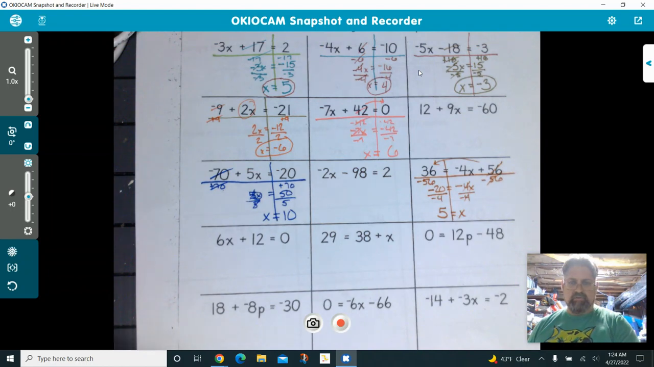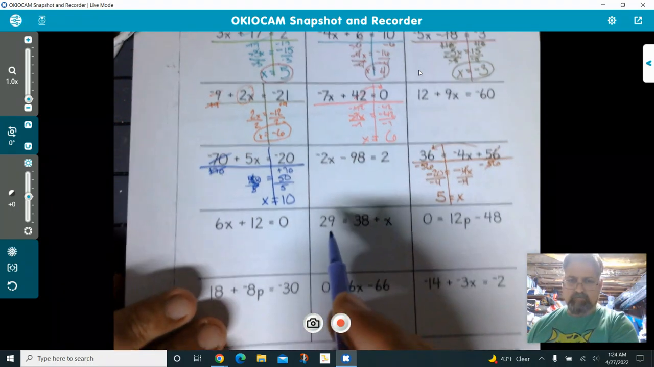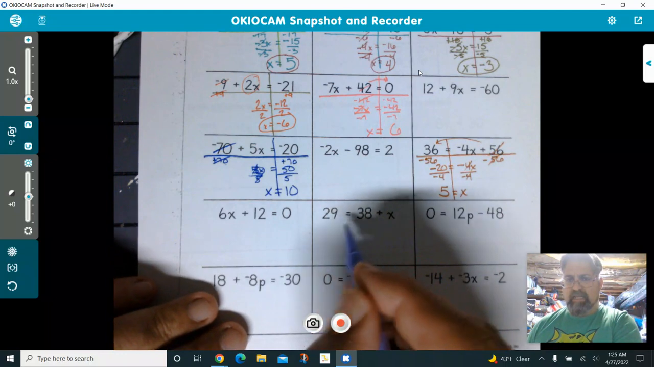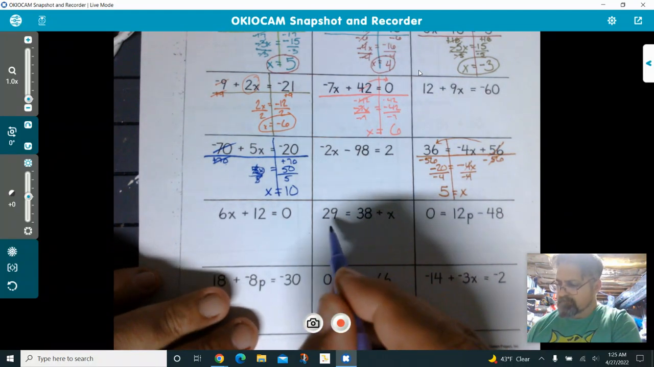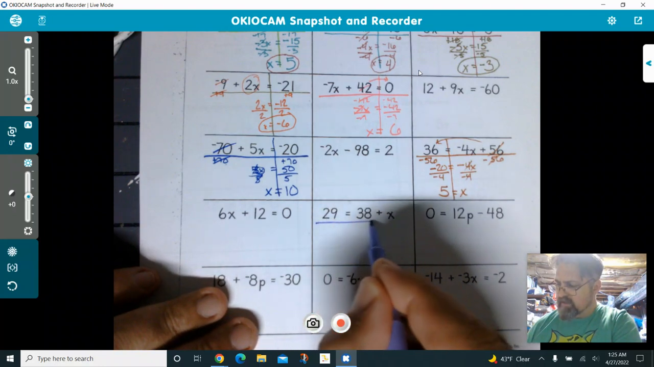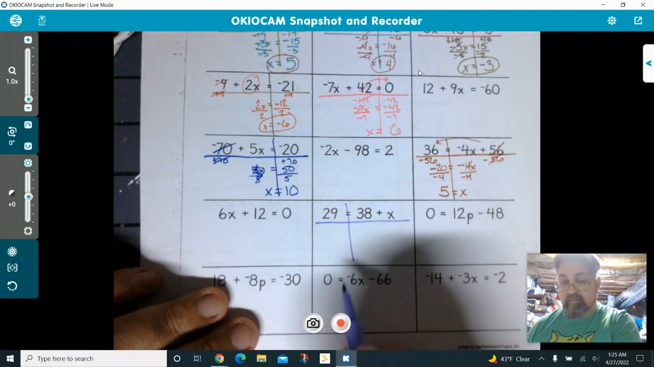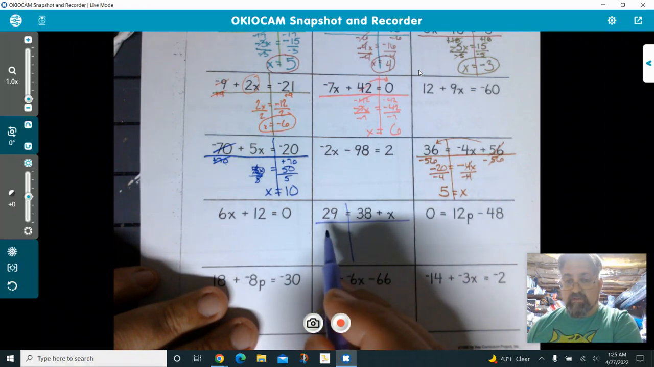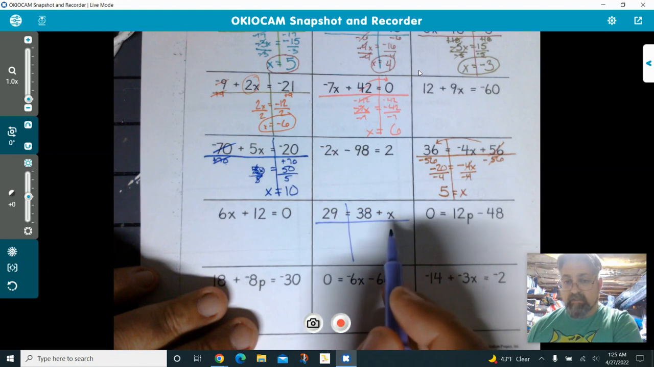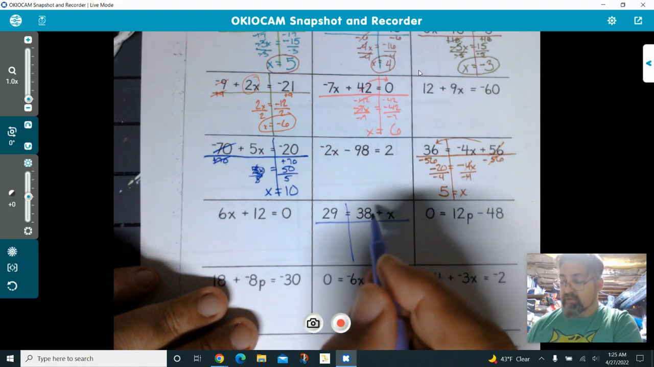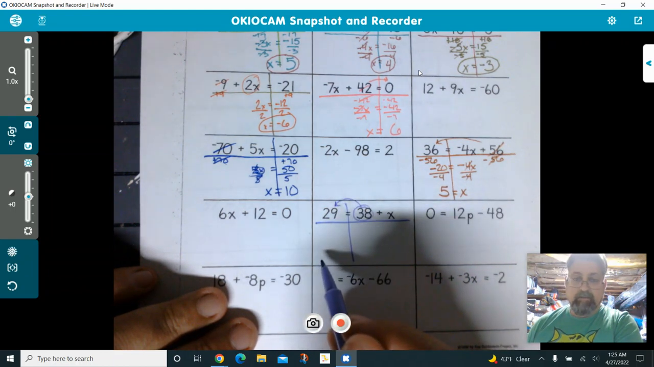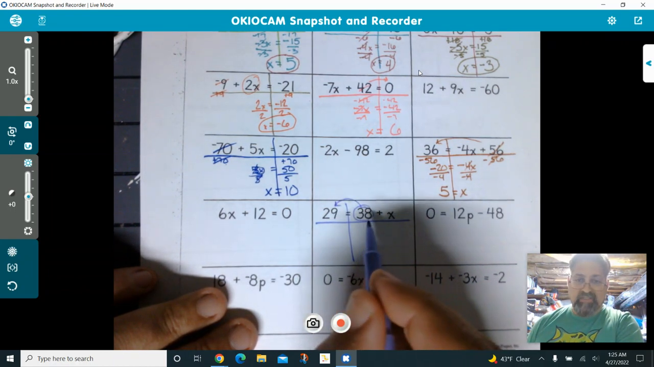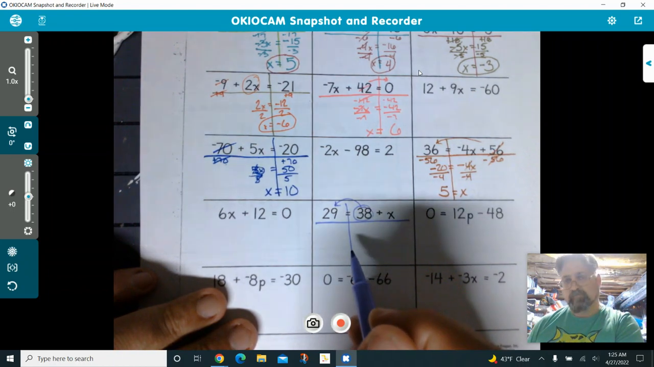Okay, I'm going to do this one here. 29 equals 38 plus x. Okay. I'm going to make my line, set up my T. All my letters are right here on this side. So all my plain old numbers can't hang out over here. They have to hang out on that side. That's just the number 38 hanging out there.